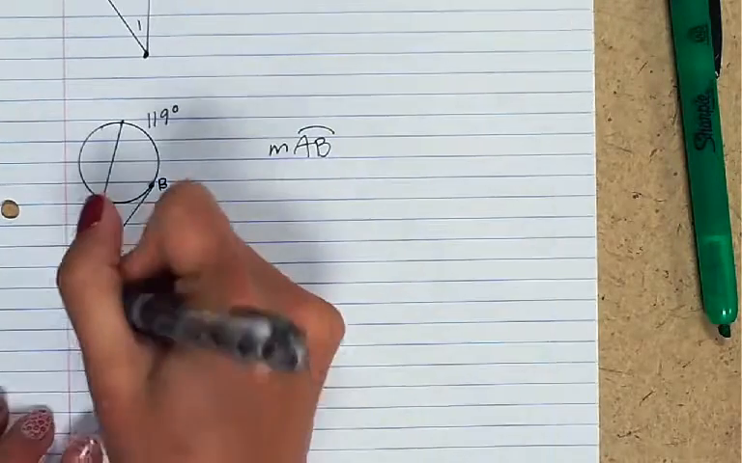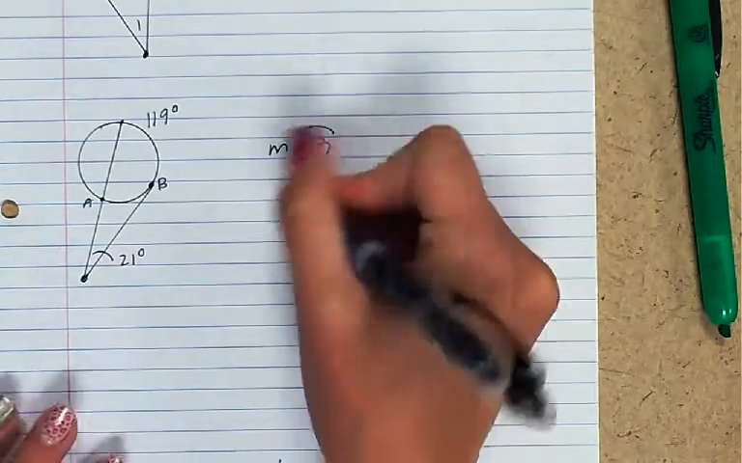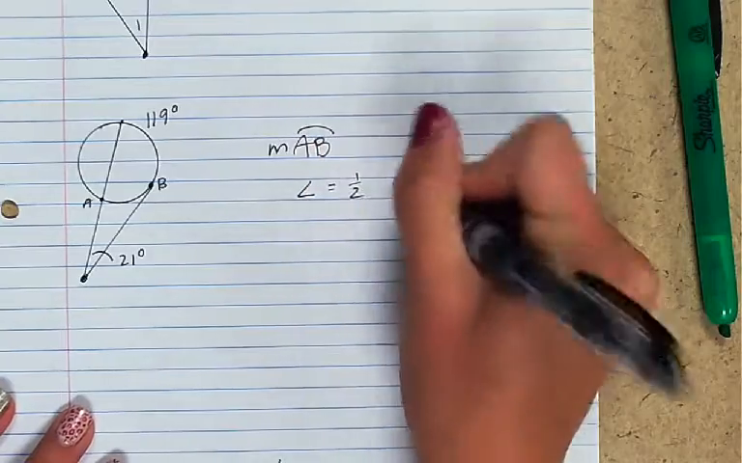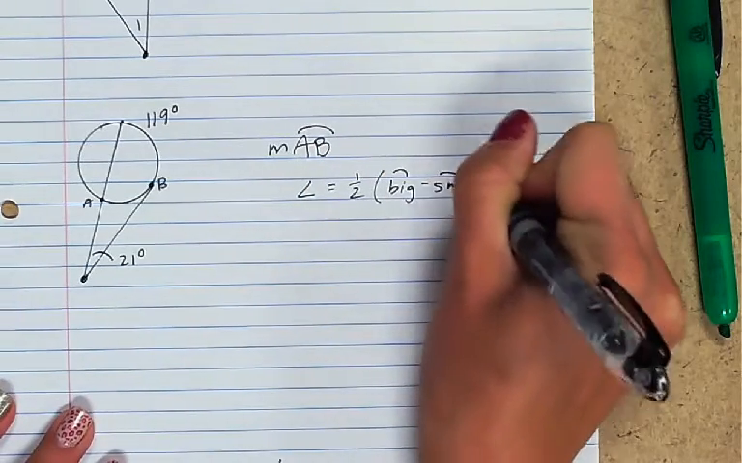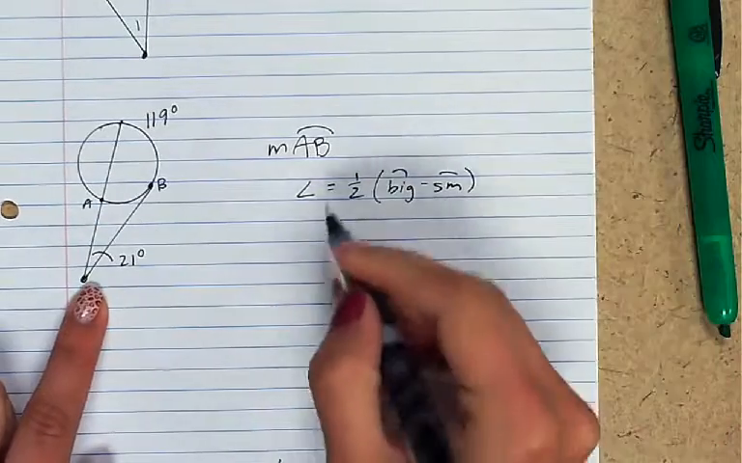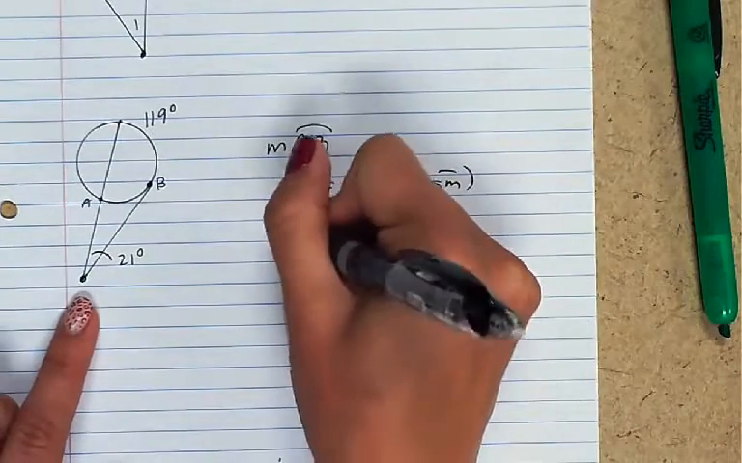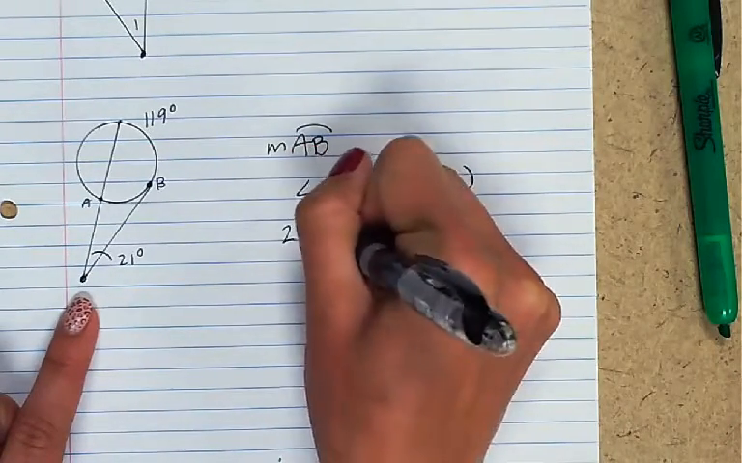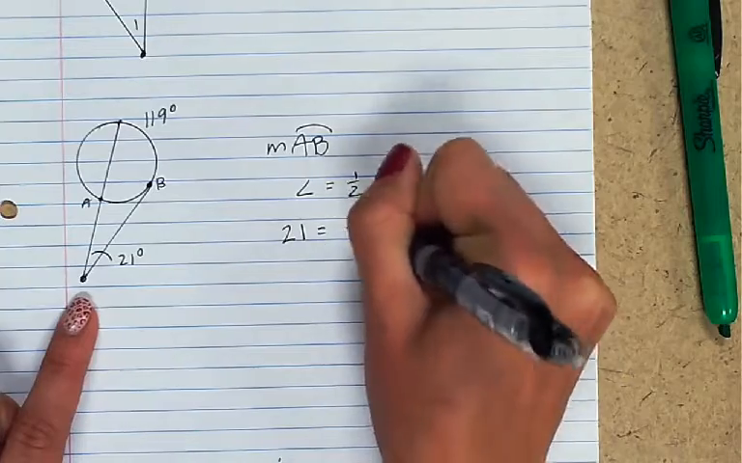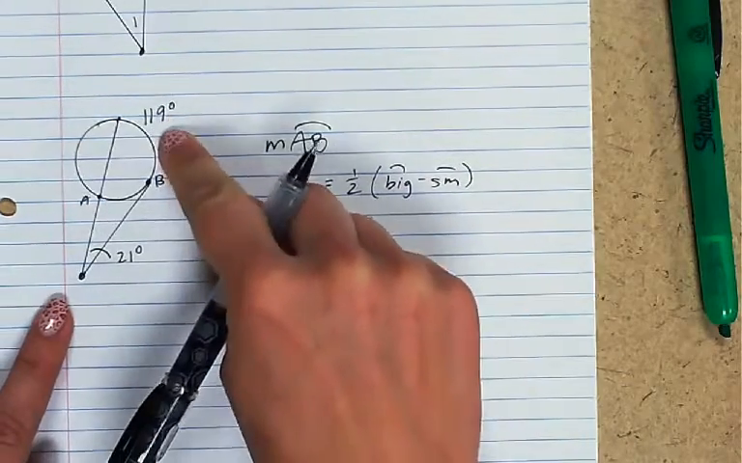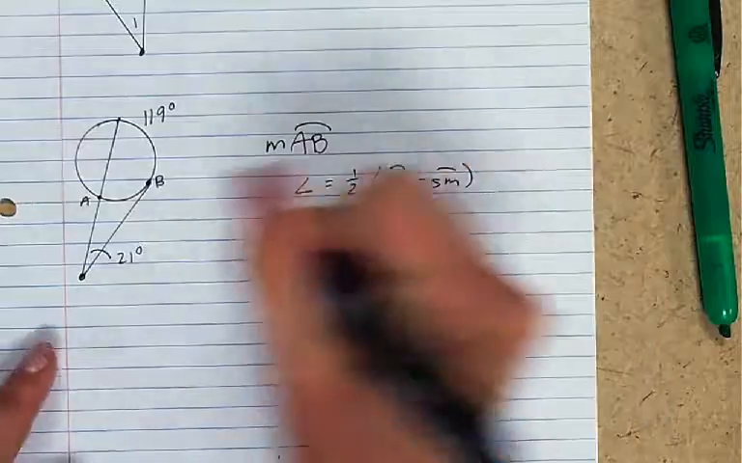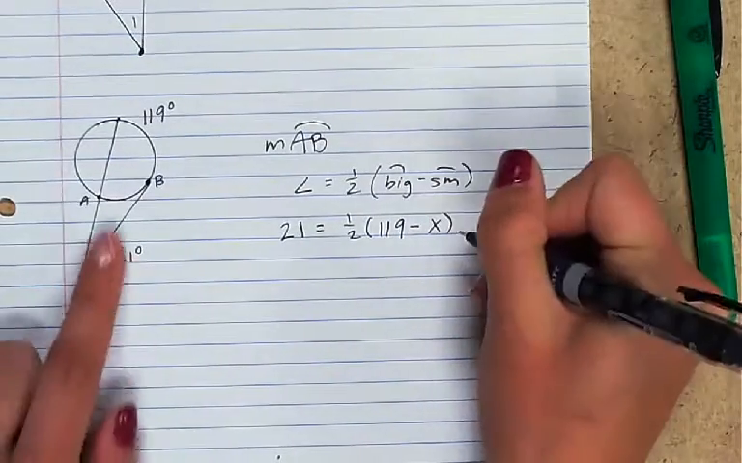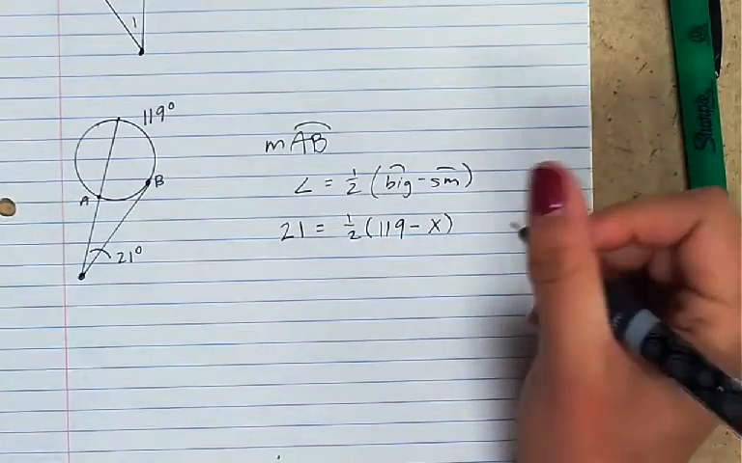Okay, last one here. Again, vertex outside the circle. So angle is half of big arc minus small arc. So this one we know the angle, so we're going to plug it in for that symbol there. So I'm going to say 21 degrees, because that's our angle, equals half of, if I go all the way down, we have the bigger arc, that's the one that's further away, minus the smaller arc. That's what we're solving for right here, measure of arc AB.